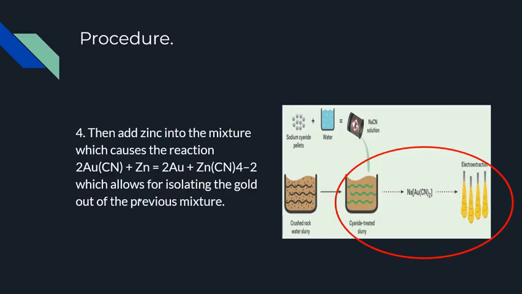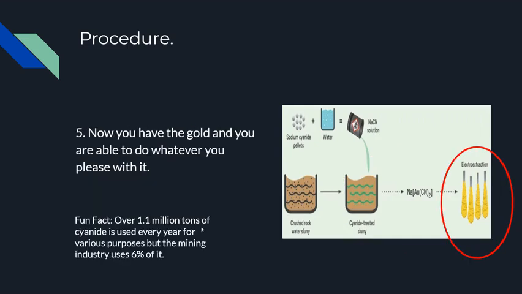Next we add zinc into the reaction, which isolates the gold and allows us to do whatever we want with it. And fun fact, over 1.1 million tons of cyanide is used every year for various purposes, but the mining industry uses 6% of that. I just thought that fact was quite interesting.